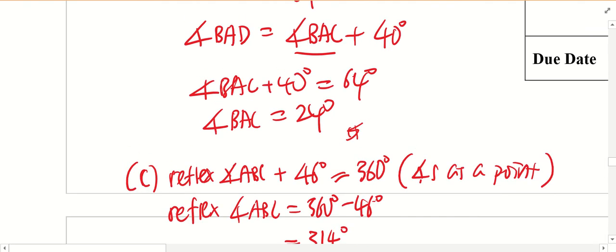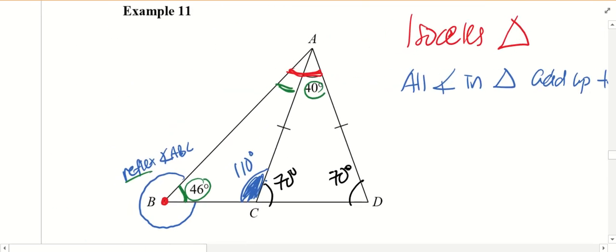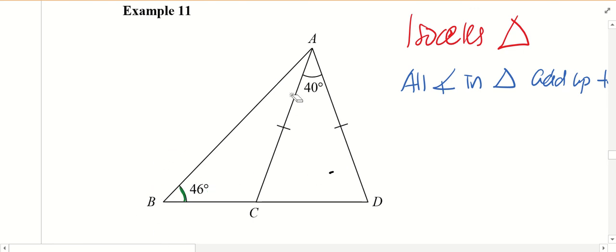For this question, I think it's quite simple. Let's do a quick recap. For this example, at the start we are looking at this isosceles triangle, and from there we know that these two angles are the same, which we found to be 70 degrees, because all the angles add up to 180. Then next we are tasked to find this angle over here, which I said there are two ways to go about doing.